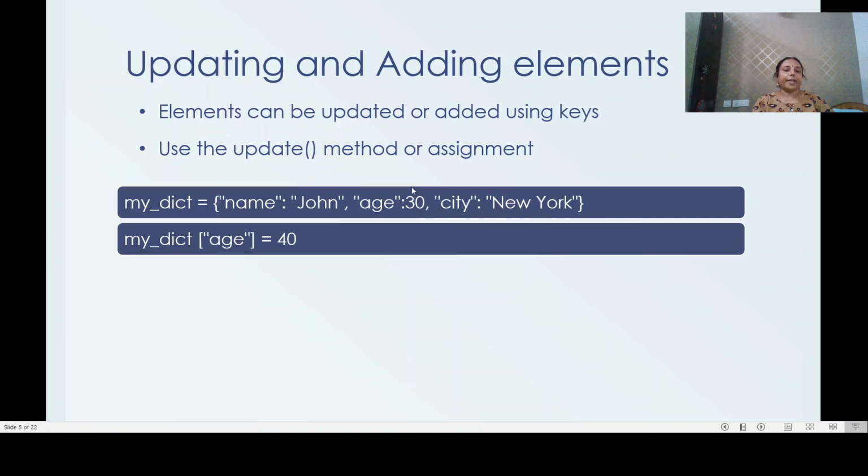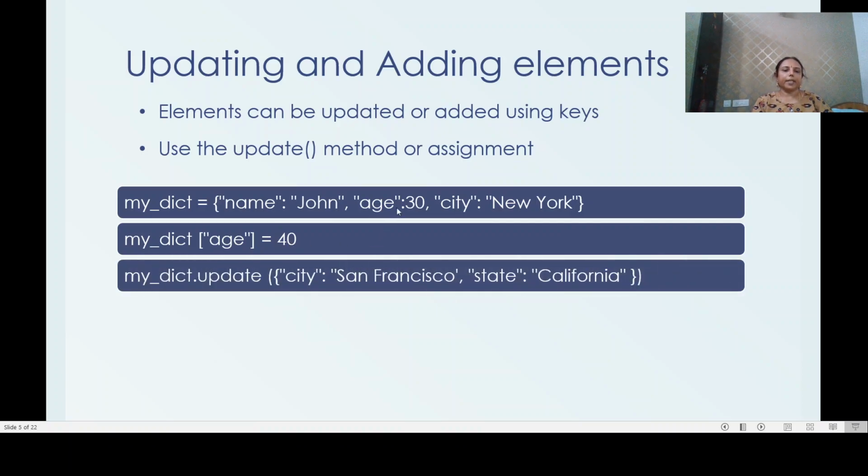Now I am updating this age value. So how do I update? I write mydict, and within the square bracket you give the key. Always you have to use the key to update your values. I'm assigning 40. So if I print, then the age will be 40.